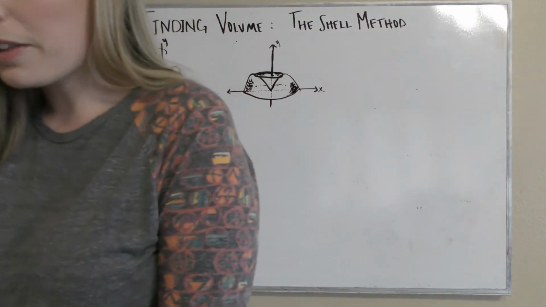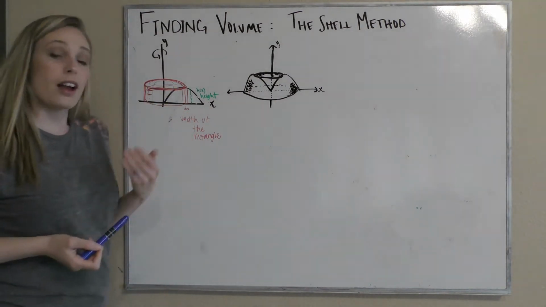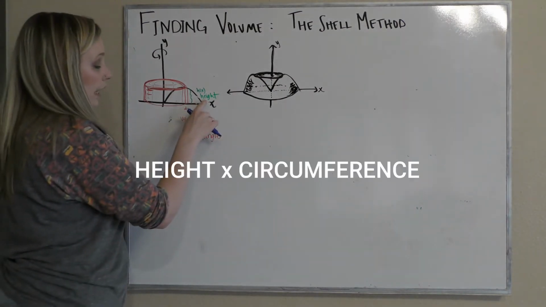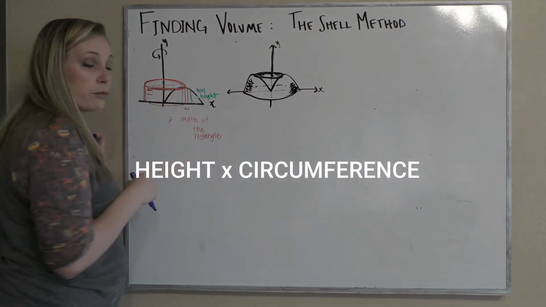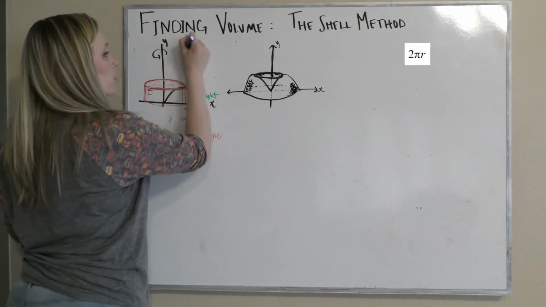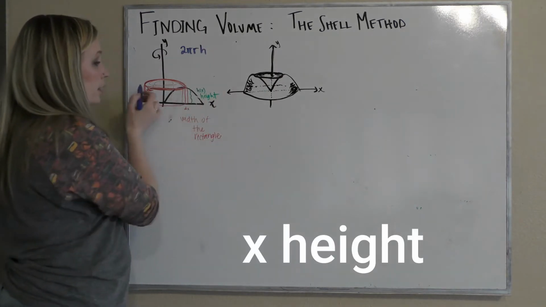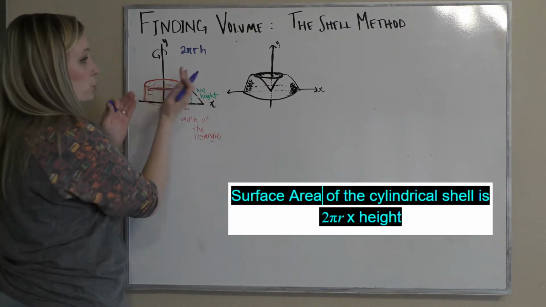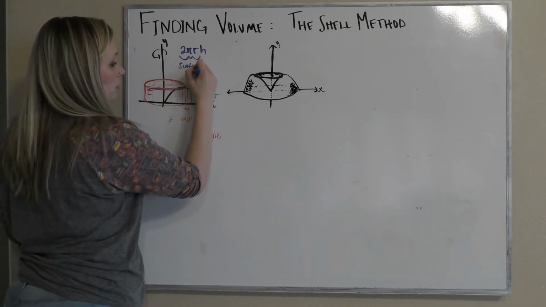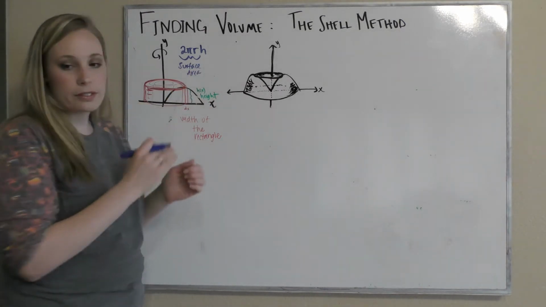So what does that look like mathematically? I need to find the surface area of the shell. When I find the surface area of the shell, I'm going to do height times the circumference. What's the circumference of the circle? It's 2 pi r. So 2 pi r times the height gives me the surface area of the shell. That doesn't give me volume yet. How can I use the surface area to find the volume?